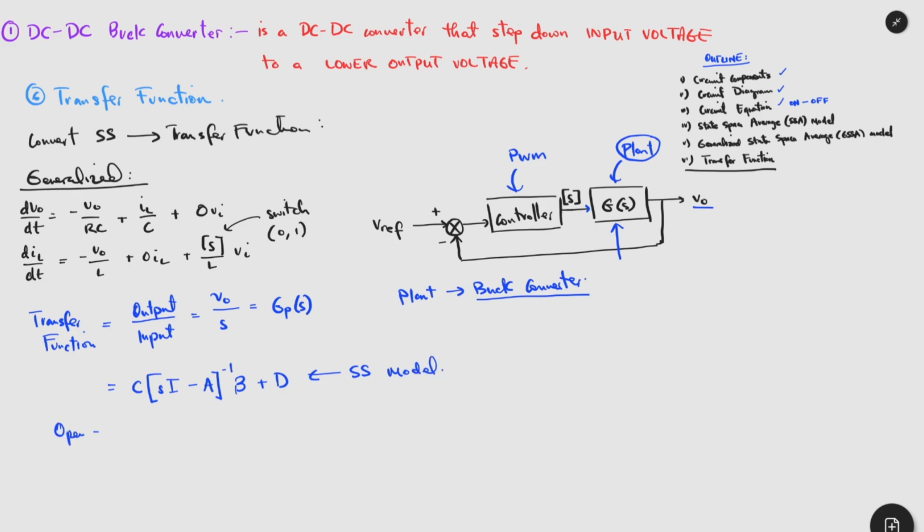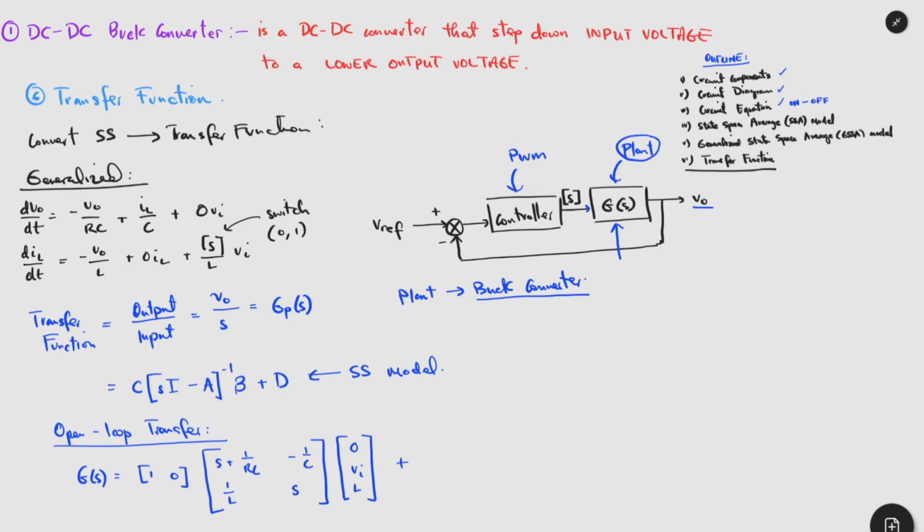Now the open loop transfer function will now become G of S is equal to 1 and 0, and we have s plus 1 over RC and minus 1 on C, and we have 1 on L, and we have the s, and 0, and we have vi on L plus 0, and this should be minus 1, where all of this is derived from this equation, and this and this.